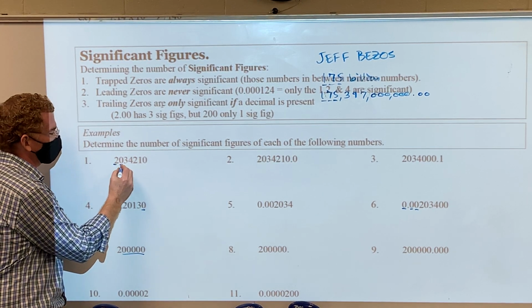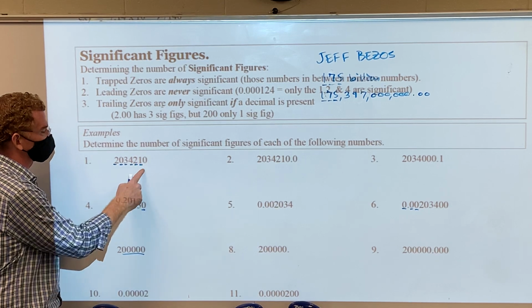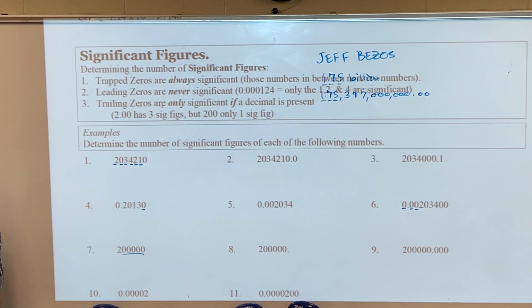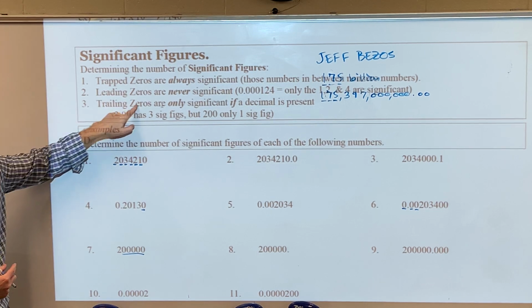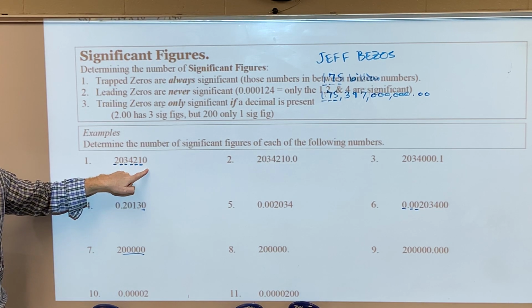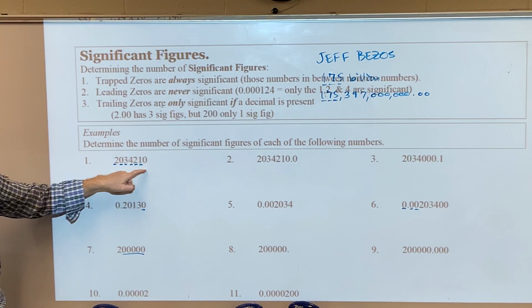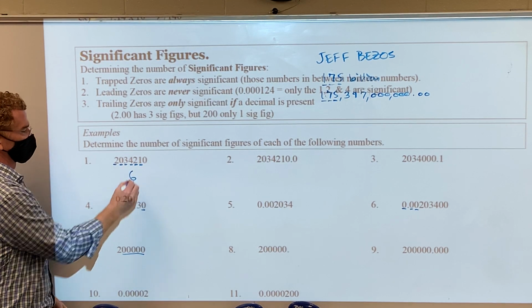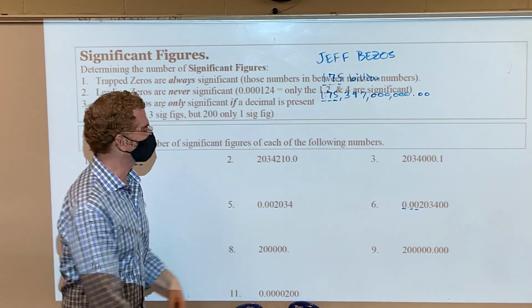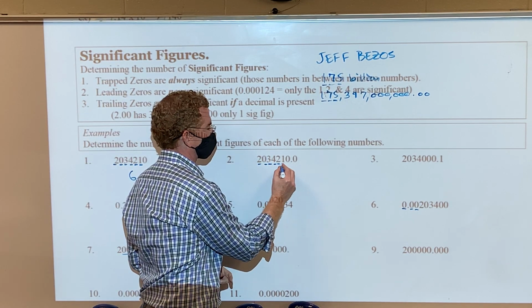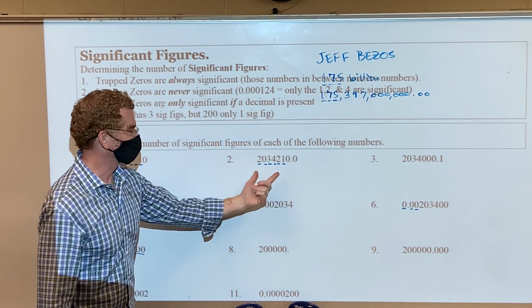So right here, if I look at this, how many significant digits do I have based on this model? Any digit and any trapped zero gives me those 6, right? Leading zeros, there aren't any. Trailing zeros, there is one, but there's not a decimal present. So how many significant digits do you have? 6. Here, any number or trapped zero: 1, 2, 3, 4, 5, 6. So I have at least 6.